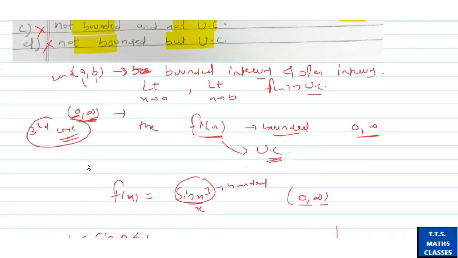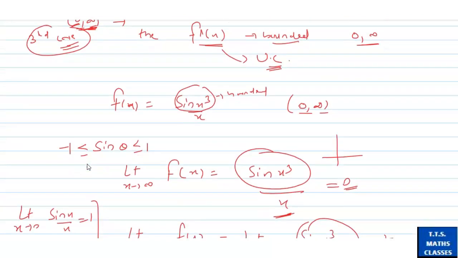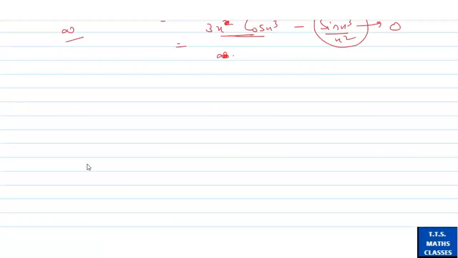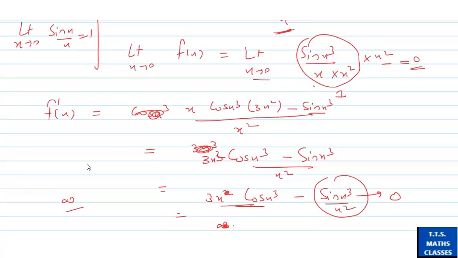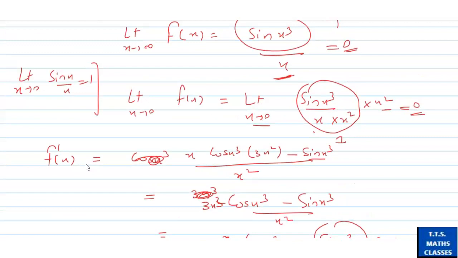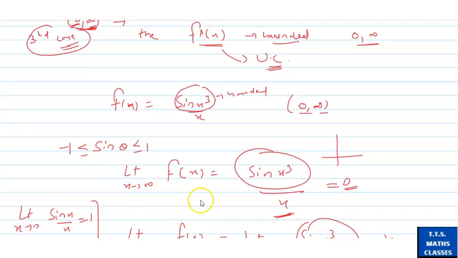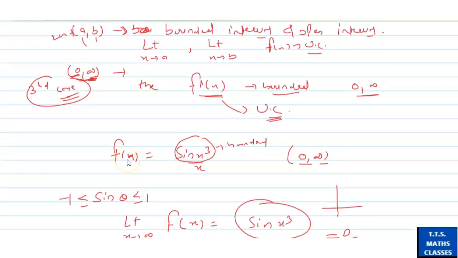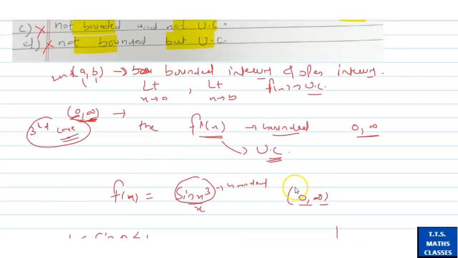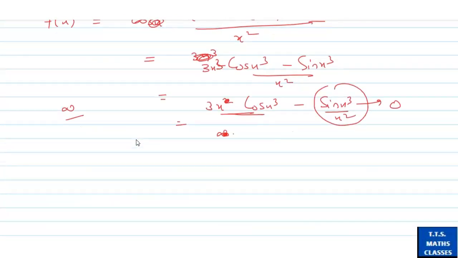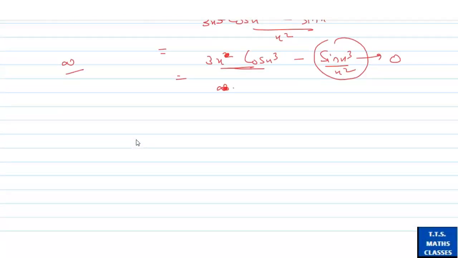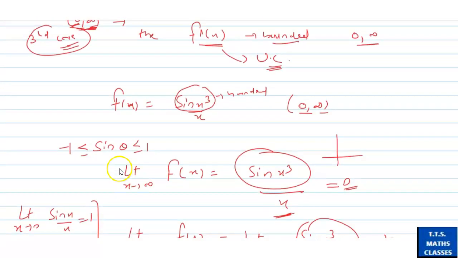If we directly put limit x approaches 0 here, then the function exists and is bounded. So for this we can say the function is uniformly continuous. Otherwise it is quite tough.